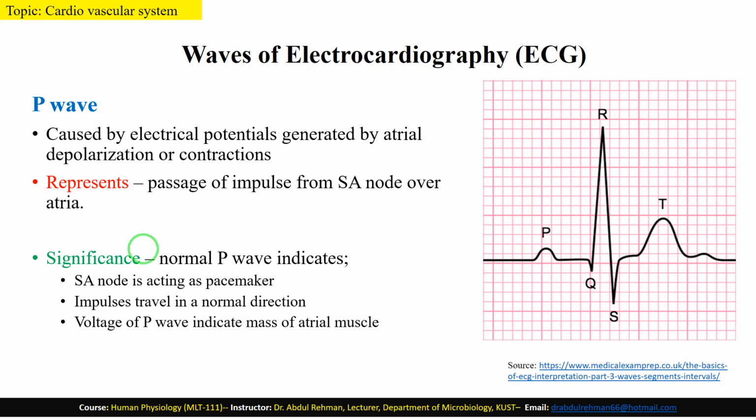So whenever an inverted P wave is observed, then it means that electrical signals are generated from the ventricle towards the atrium, that is one of the diseases. So a normal P wave gives us that the impulses travel down in a normal direction. And the third one is the voltage of P waves, which indicates the mass of the atrium. If there is enlargement of the upper portion of the heart, then more voltage will be required by P waves, which indicates there is a problem in the heart.